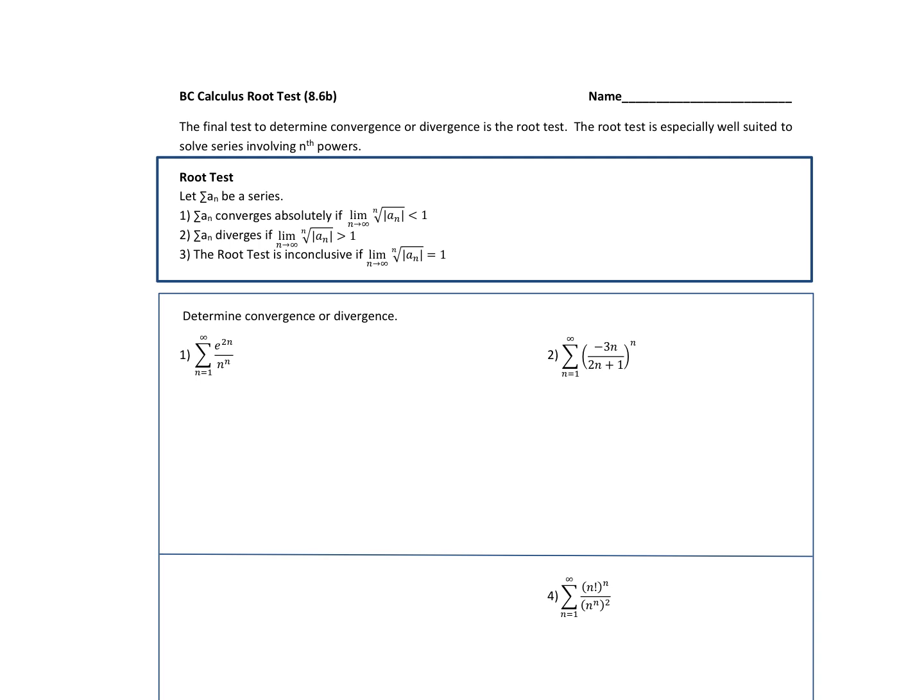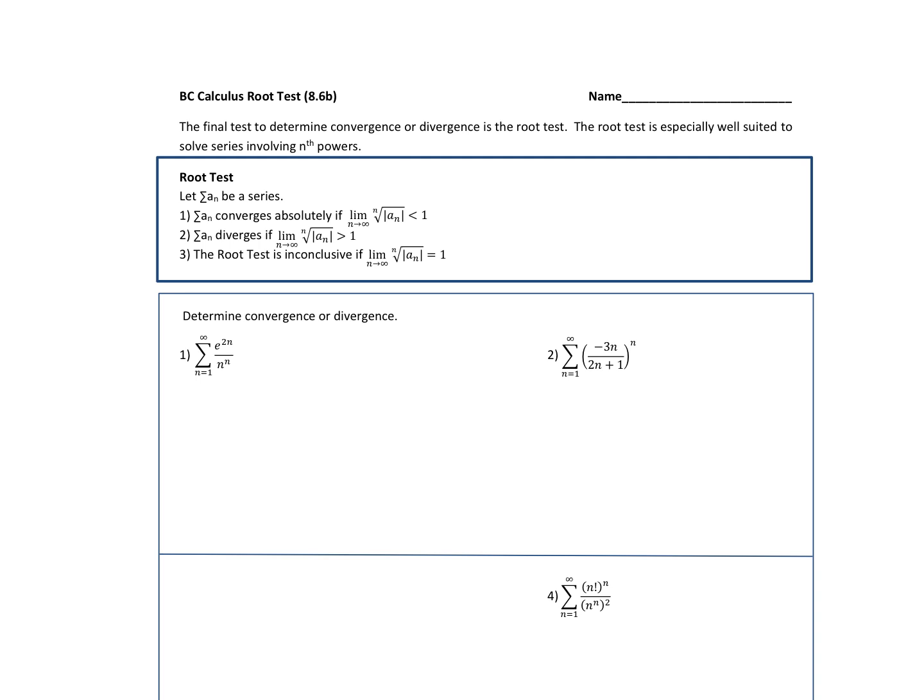So the root test is similar to the ratio test. It converges absolutely if you do the limit as n goes to infinity. You're going to take the nth root of the series. If it's less than 1, it converges absolutely. Greater than 1 diverges, and equals 1 would be inconclusive.